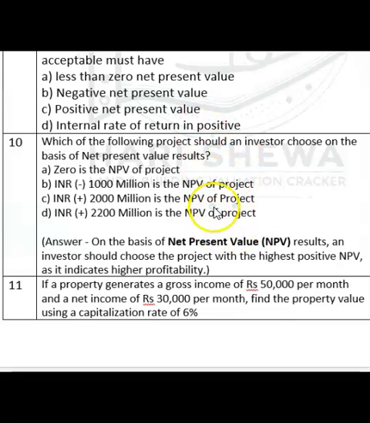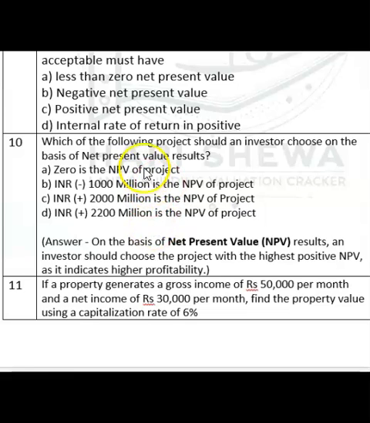This is a very important question, asked many times in the IBBI exam. Which of the following projects should an investor choose on the basis of net present value result? Zero NPV, the project may or may not be started. If NPV is minus 1,000 million rupees, no one starts the project. If NPV is 2,000 million rupees, yes, the project can be started. If NPV is 2,200 million, definitely everyone wants to do it. Here, between 2,000 and 2,200, which gives more benefit? The investor chooses that project. The answer is D, INR 2,200 million NPV project.